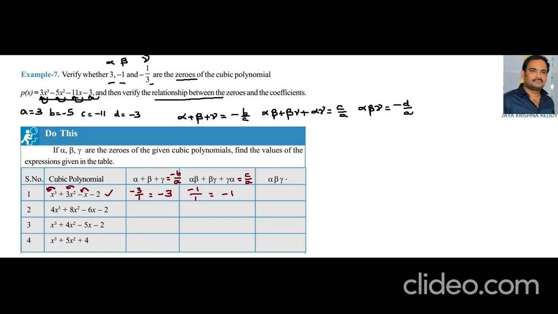And the next, alpha into beta into gamma is minus d by a. So minus of, what is d? D means the constant term. It is minus 2, by a value 1. So equal to minus of minus 2. Minus into minus is plus, 2 by 1 is nothing but 2. Okay. By using these formulas, you have to find the values like this. So complete the alpha plus beta plus gamma, alpha beta plus beta gamma plus alpha gamma, and alpha beta gamma values for the remaining cubic polynomials here.